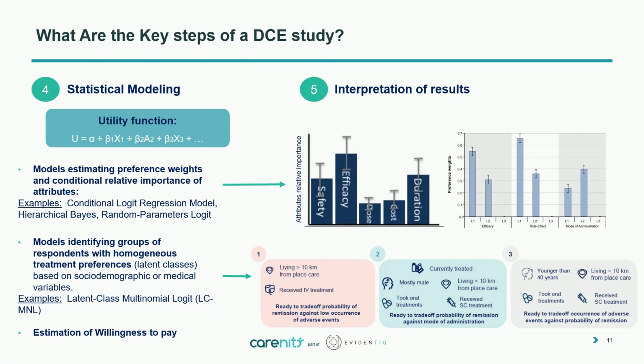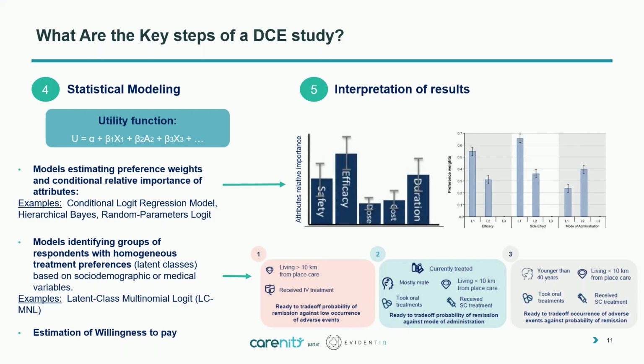There are three main types of models and methods. First, methods that aim to estimate preference weight and attributes relative importance. The most used is the conditional logit regression model, also called C-logit, but other methods are available, such as hierarchical Bayes or random parameters logit. With this type of model, you can identify how individuals trade between attributes and calculate the probability of individuals choosing a treatment with specified attributes.